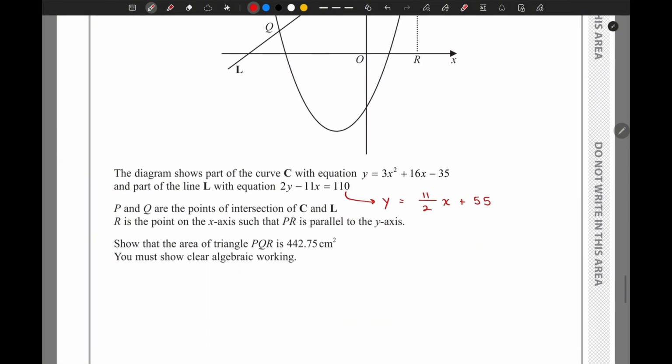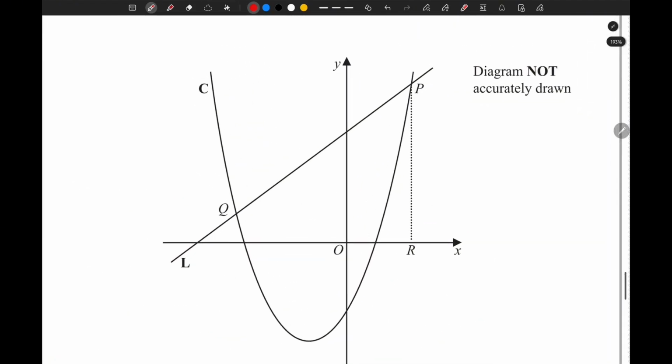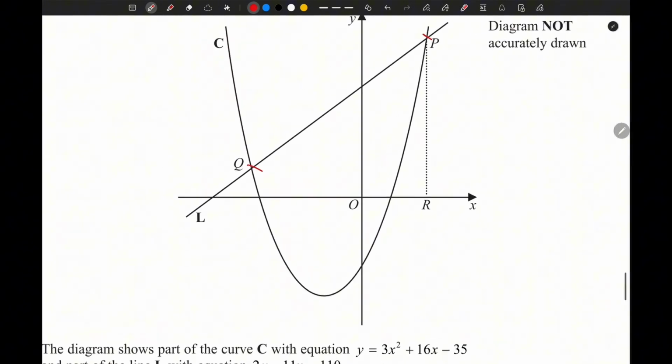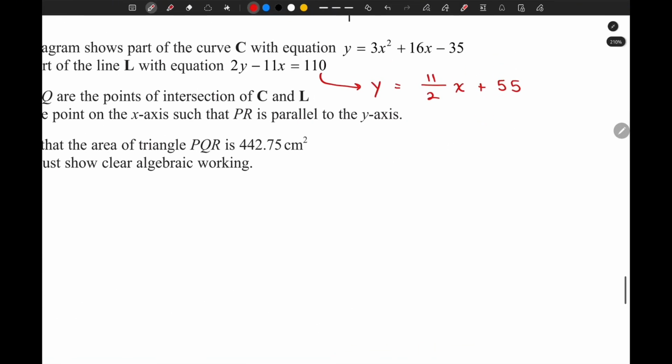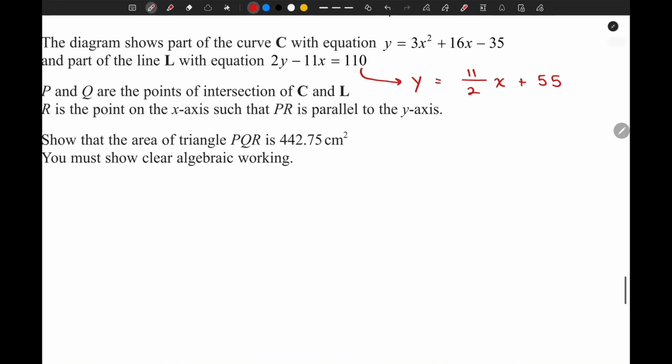Alright, now we need to show that the area of triangle PQR is 442.75. First of all, we need to find the coordinates of P and Q. Also R. If we find the x coordinate of P, that will be the x coordinate of R. So we know that the curve intersects the line at points P and Q. So we can equate these two equations. We just need to solve it simultaneously.